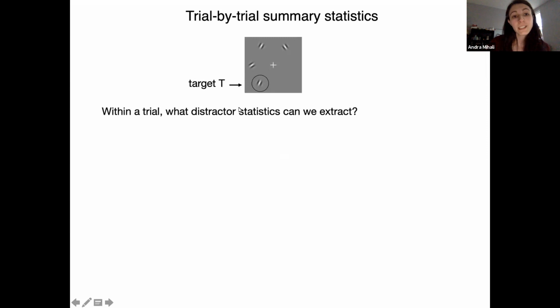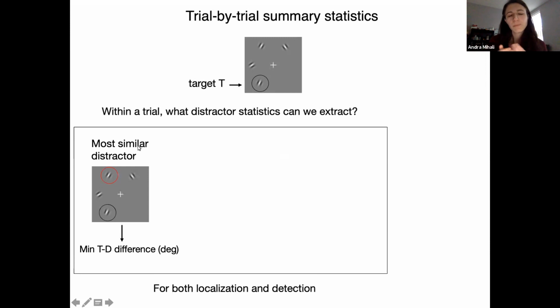Within a trial, what distractor statistics can we extract? Imagine that this is the target and these are the distractors. It's possible that the presence of a distractor highly similar to the target, the most similar distractor, will influence performance. And this is also very plausible. This will give rise to the minimum target-distractor difference, the difference in angles between these two gabors.